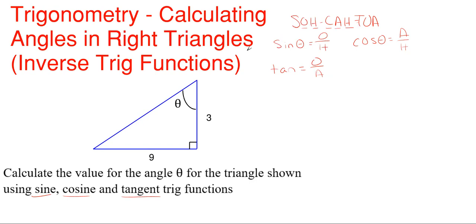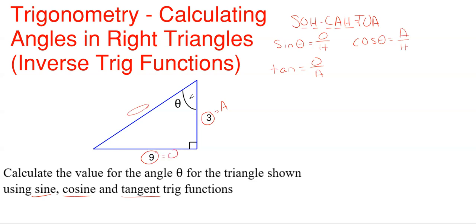For the right triangle, we need to know all three sides in order to determine the opposite, the hypotenuse, and the adjacent values. We do not have the hypotenuse for the triangle. Looking at this angle here in the upper right corner, the 3 would be the adjacent side, and the 9 would be the opposite side for the angle.